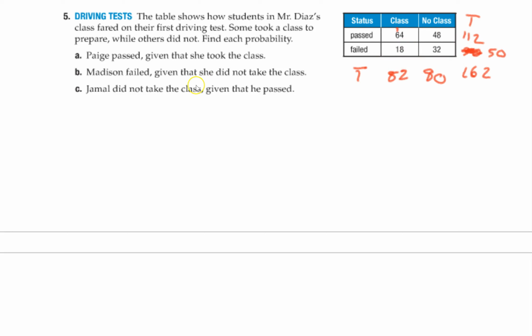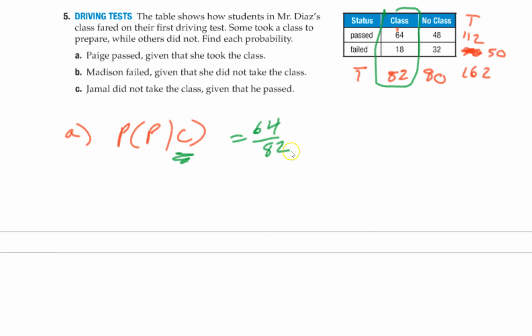There we go. So A, Paige passed given that she took the class. So probability pass given that you took the class. What we're doing here is, okay, you know they took the class, so how many people took the class? And then what are the odds that you pass? So pass is 64, 64 out of 82.